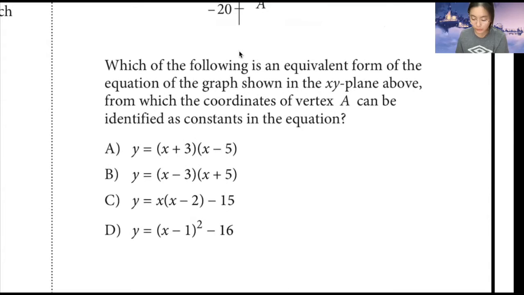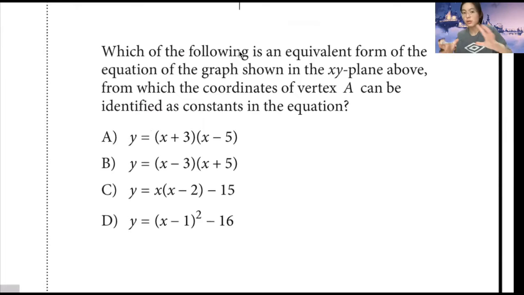Which of the following is an equivalent form of the equation of the graph shown in the xy plane above, from which the coordinates of vertex A can be identified as constants in the equation? So it's just saying, how can you express the equation so that you can directly see the location of vertex A, and you need it to be represented as constants. So constants don't change. Okay, so we need to review some quadratic functions or equations first.